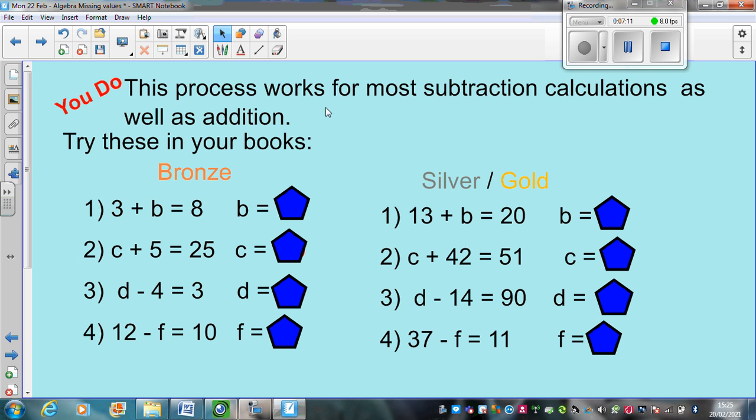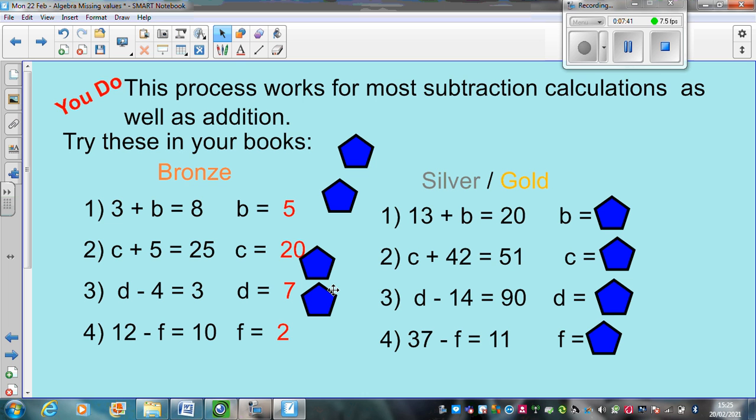So here we go with the answers. As we've already looked at the first one, 3 plus 5 equals 8. The next one, 25 take away 5 equals 20, so C must equal 20. D take away 4 equals 3, therefore D must equal 3 plus 4, which is 7. And finally, 12 take away F equals 10, F must equal 2. 12 take away 2 equals 10.